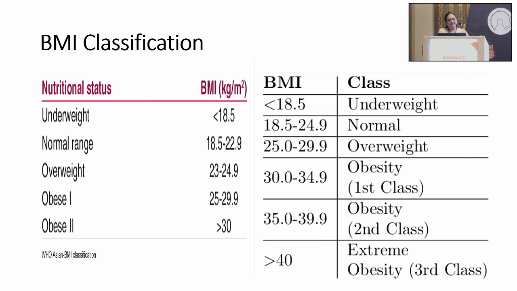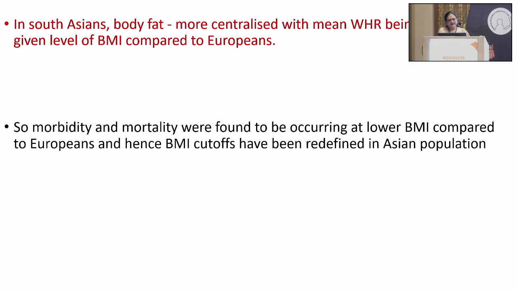We have the BMI classification. You know, there's a WHO classification, and we have an Asian classification where all the points are set at a lower level, because obesity for us will start at 25, whereas for WHO it starts at 30. Why? Because in South Asians, body fat is more centralized, with mean waist-hip ratio being higher for a given level of BMI compared to Europeans. So morbidity and mortality were found to be occurring at lower BMI compared to Europeans, since BMI cutoffs have been redefined in the Asian population.